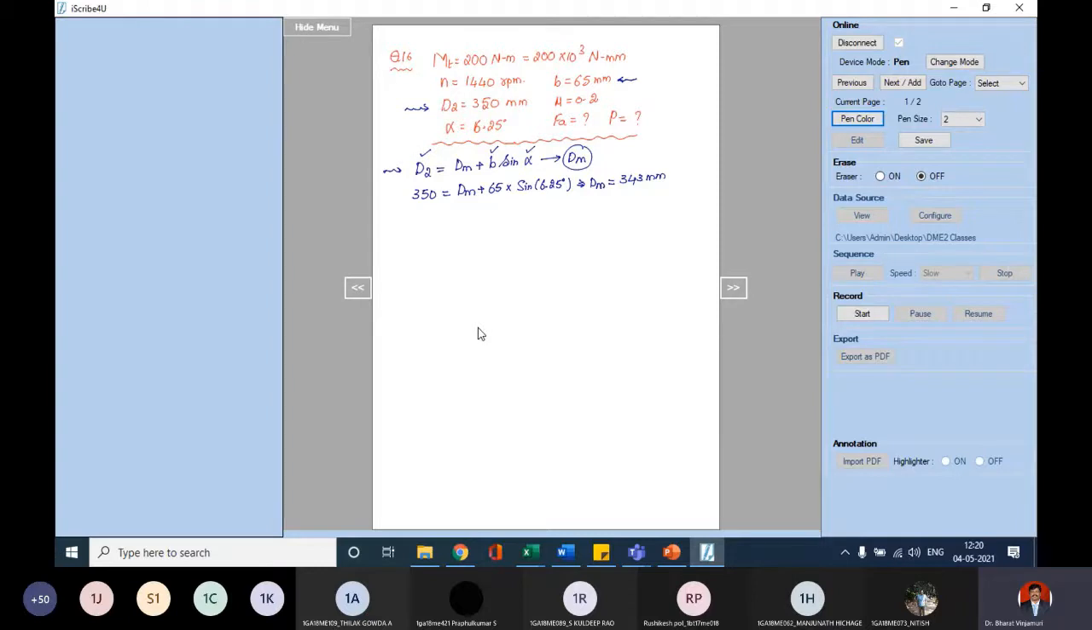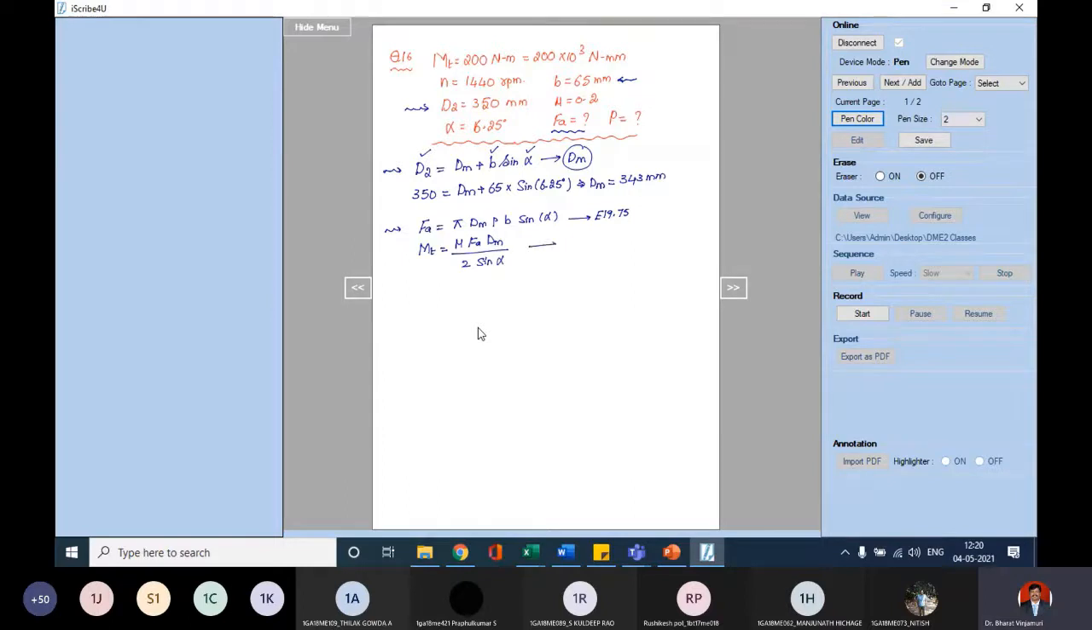Now directly I'll go with finding FA. From where do we have the equation? Let me write both the equations and we'll choose one. FA is equal to pi dm pb sin alpha, this is equation number 19.75. And there is one more equation: torque is equal to mu Fa dm divided by 2 sin alpha.